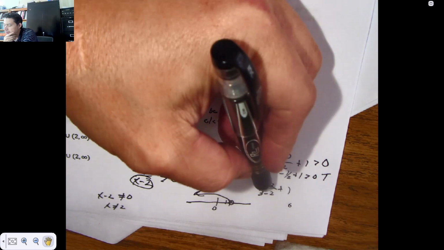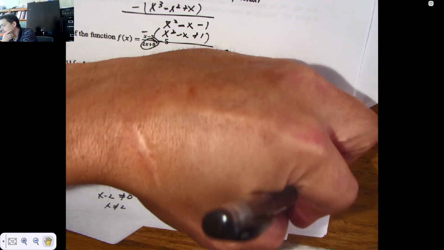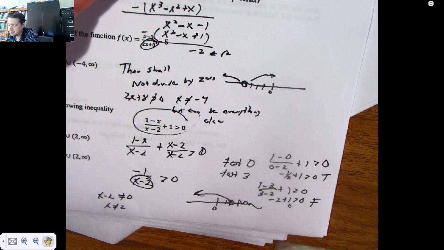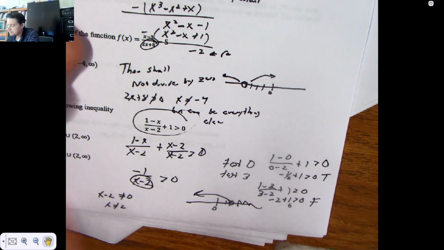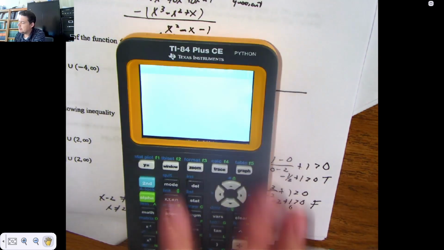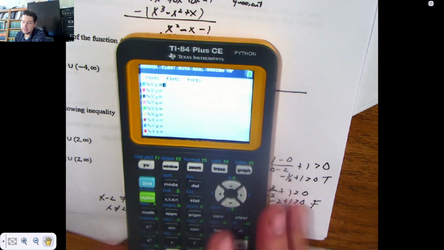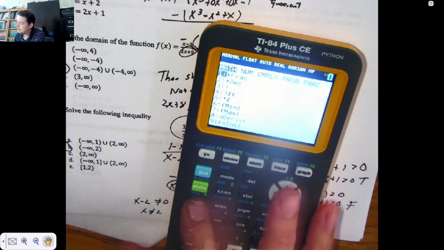If I plug in a 3, (1 minus 3) over (3 minus 2), plus 1, this is going to be negative 2 over 1, so negative 2 over 1 is negative 2. That's false. So none of this gets used. Your solution space is from negative infinity to 2. And I realize that you'd have a hard time accepting that as true.